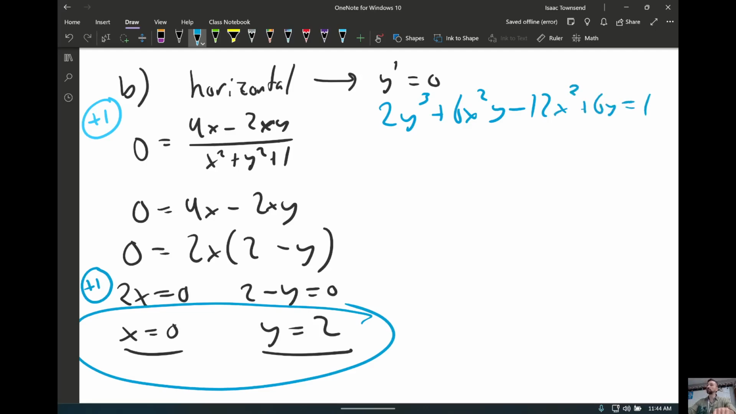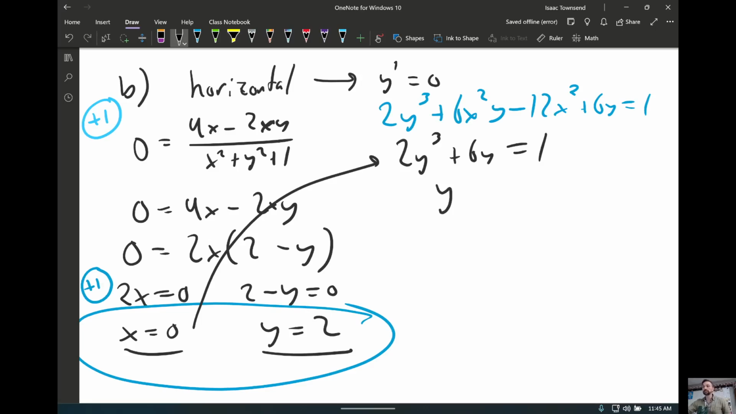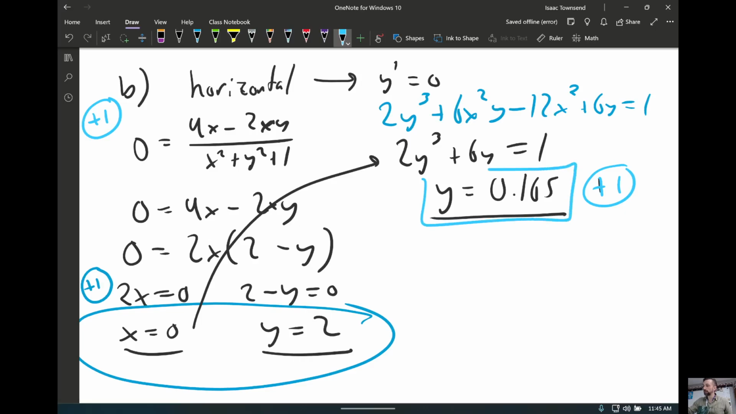I'm copying it down again, but you have it on your page there. So one time we need to go in and plug in x is 0. So you get 2y cubed plus 0 minus 0 plus 6y equals 1. And you would need your calculator to solve that. This is not quadratic, so you can't even use quadratic formula, but it comes out to 0.165, I believe. Yeah. So you get a third point if you come up with that equation.